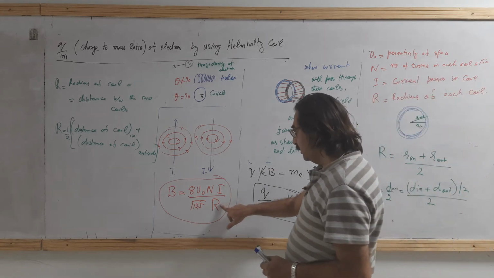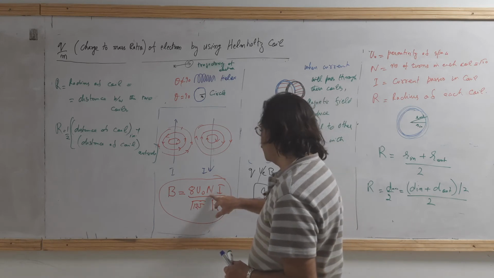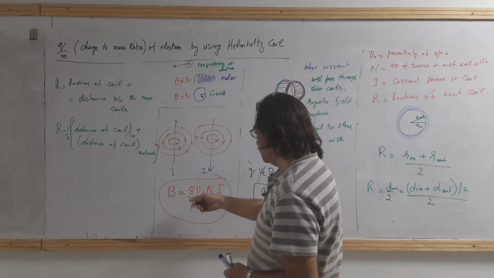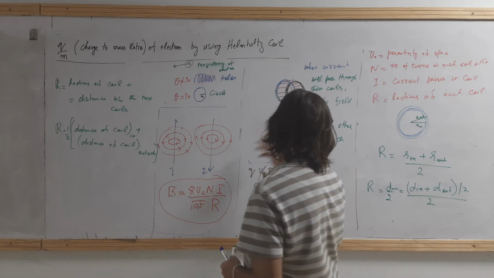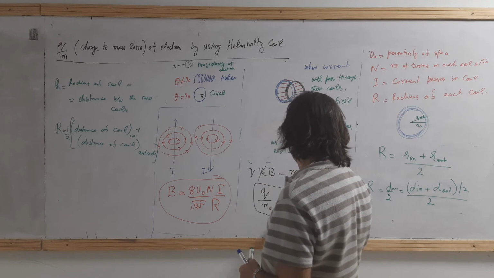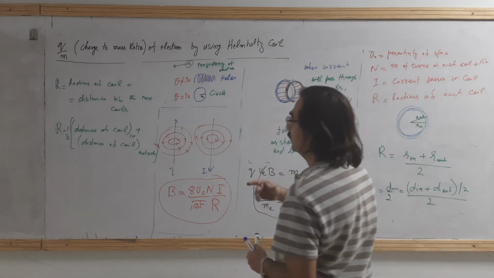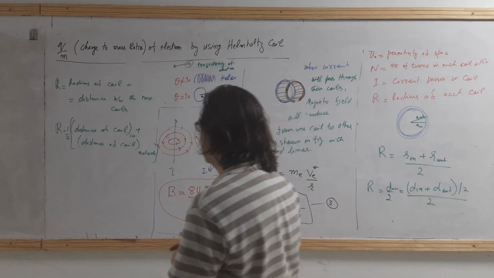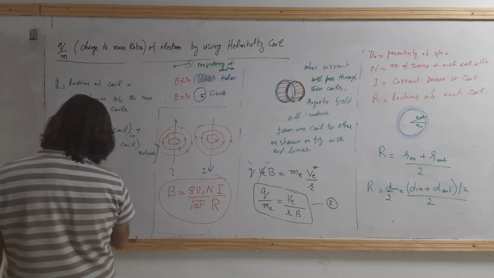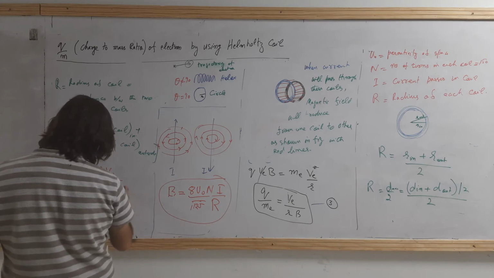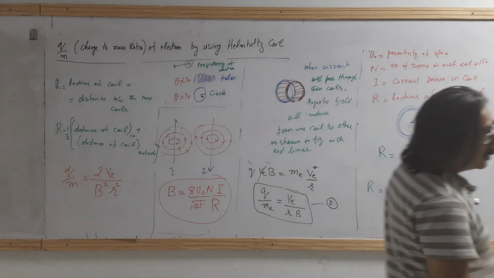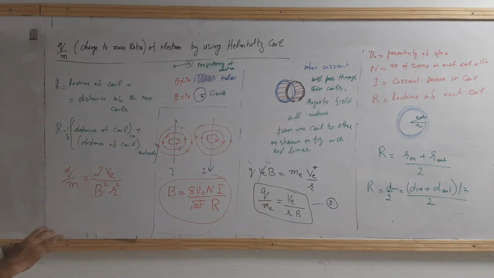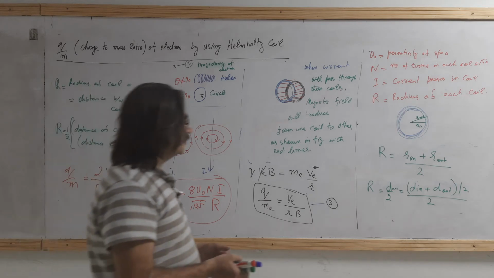So in this way we may find R, and we put this value in the formula. We know that n is around 150, and I is the current we will measure. Mu naught is given and 8 is a constant, so we may find B. Putting all these values in the formula, we get the value of B, and then the formula is e over m equals V over B square R square, I think. So in this way we will find the e/m ratio. This is all about the theory behind this experiment. Thank you very much. Now we will perform the experiment.